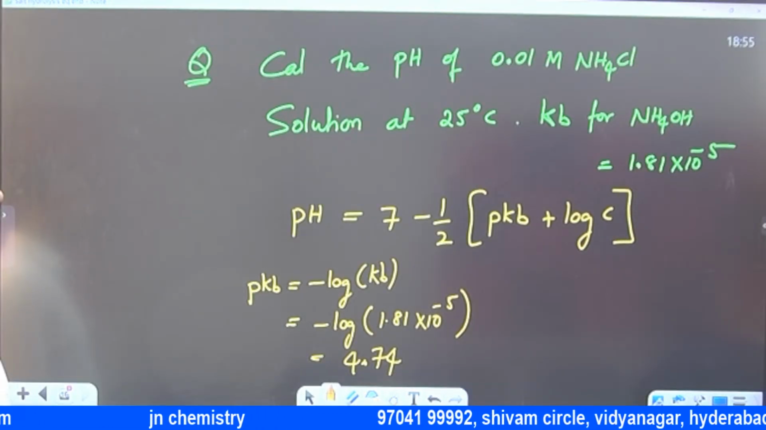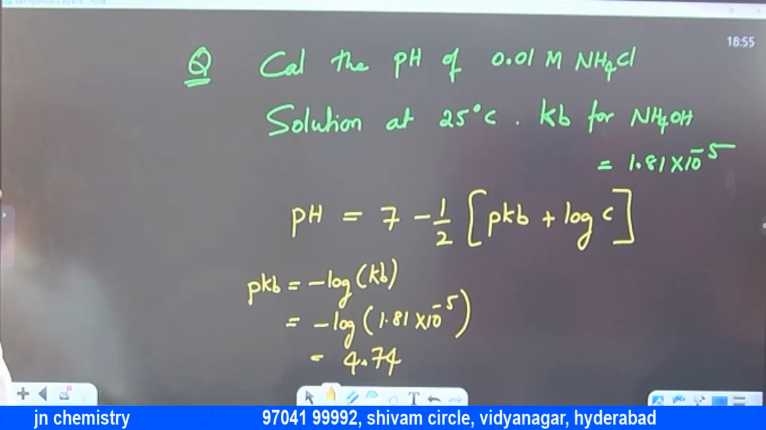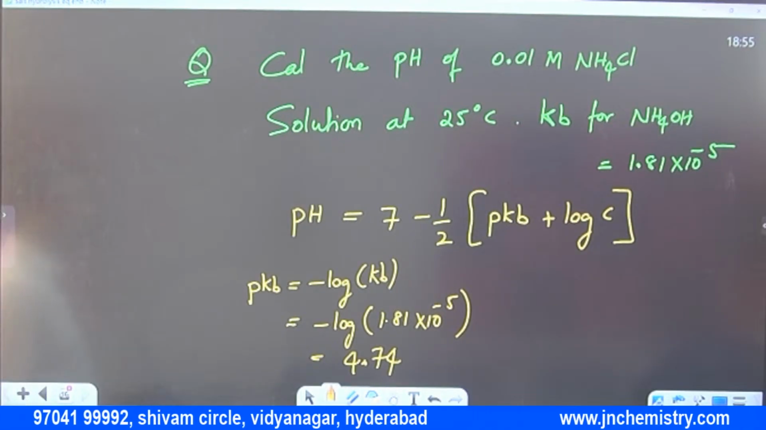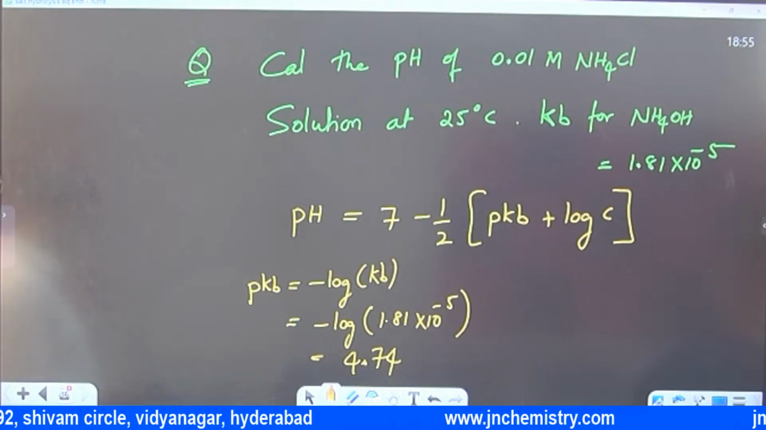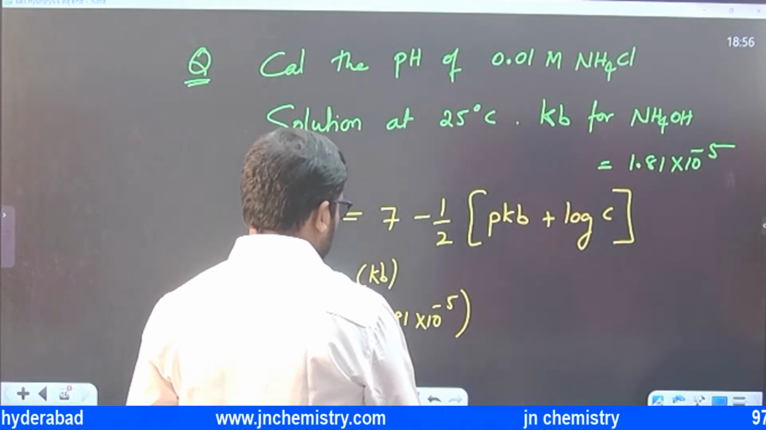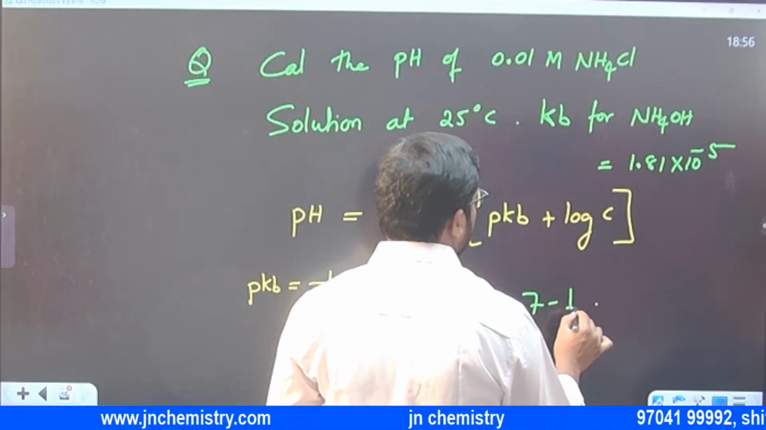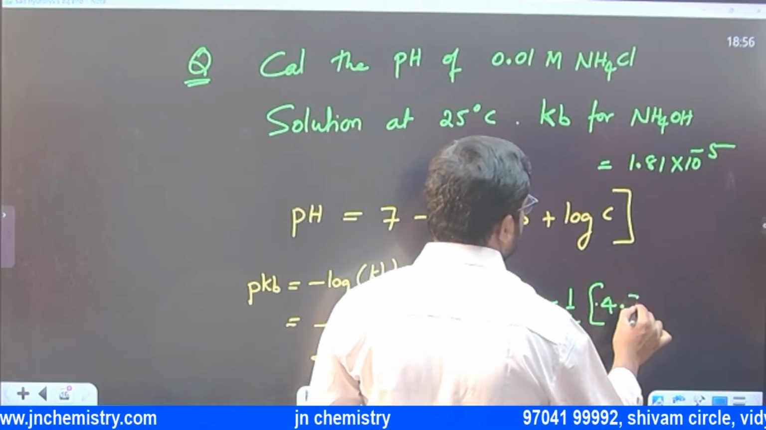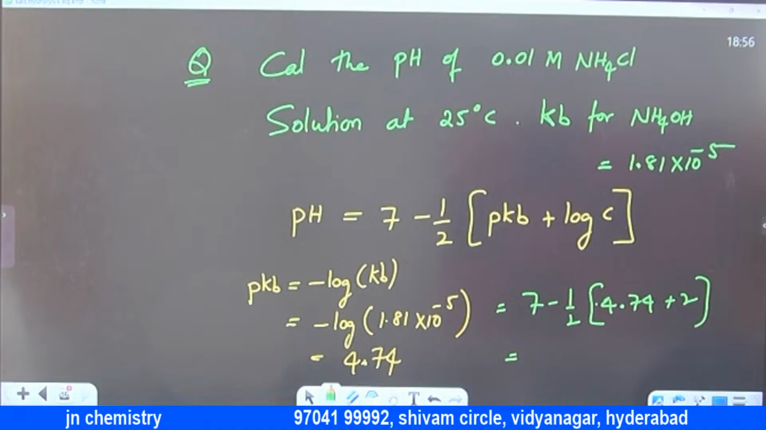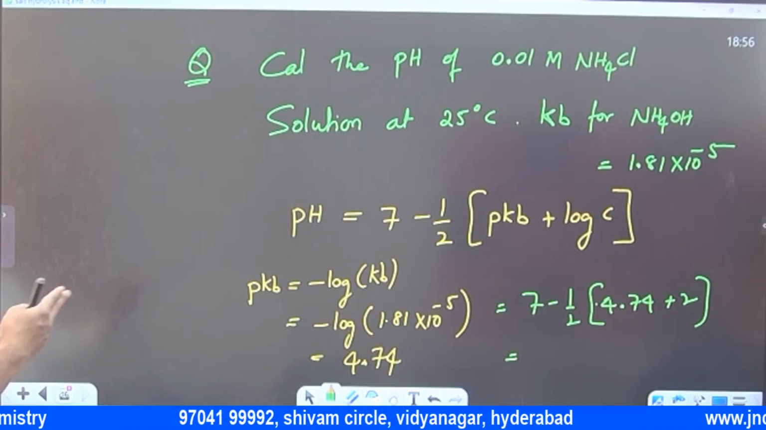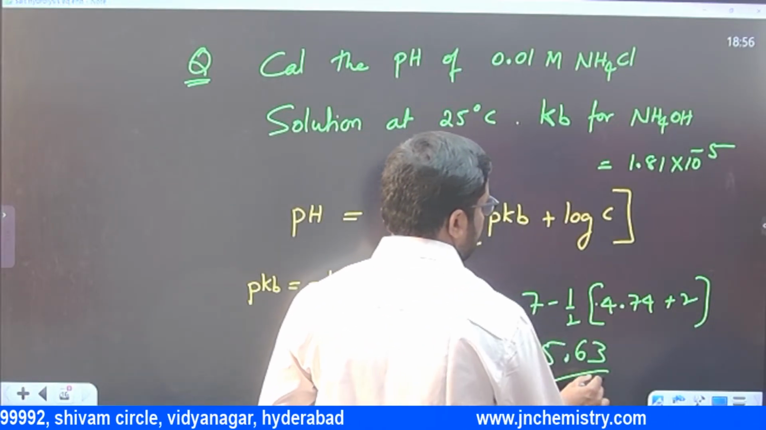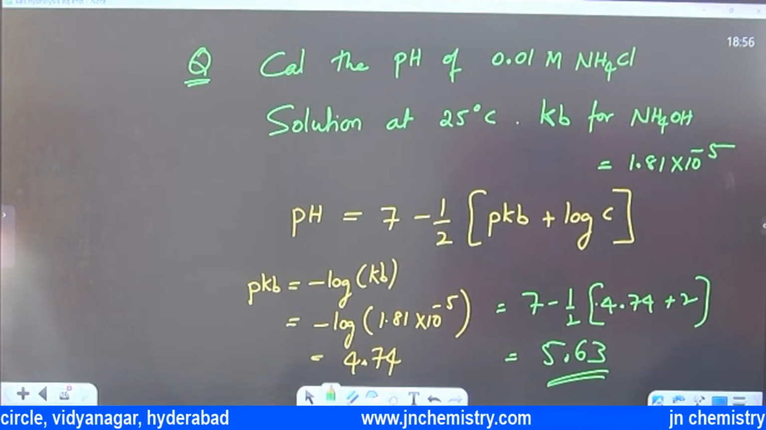Log C, concentration. So concentration is how much? 10 to the power of minus 2, so log C is minus 2. Directly we can do here: 7 minus 1 by 2 into 4.74 plus log C, which is minus 2. Calculate it. 6.74 by 2 is approximately 3, so 7 minus 1 by 2 of 6.74 gives approximately 5.63. Come on, do it. Write it now.